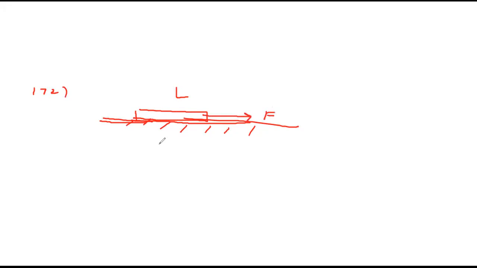A uniform rope of length L resting on a frictionless horizontal table is pulled at one end by force F. What is the tension in the rope at distance L from the end where the force is applied? Okay. At distance L from where force is applied, what is the tension?